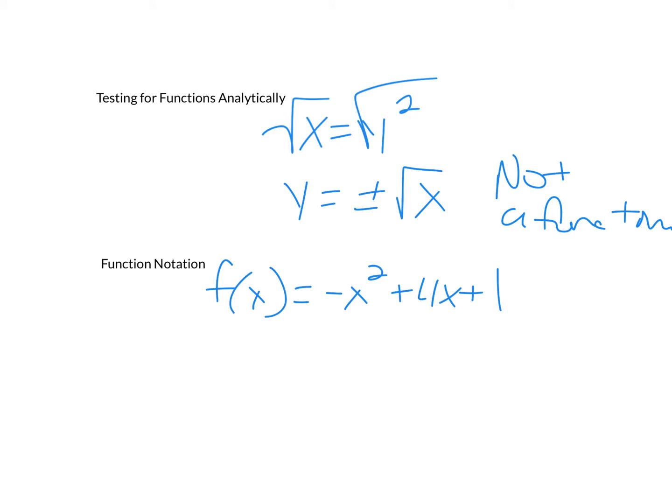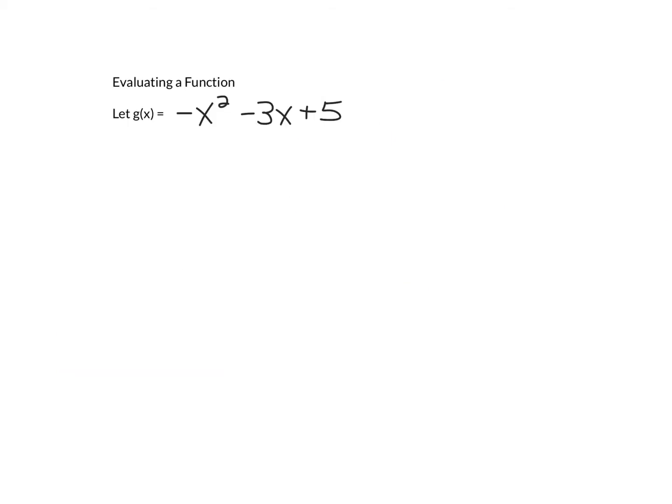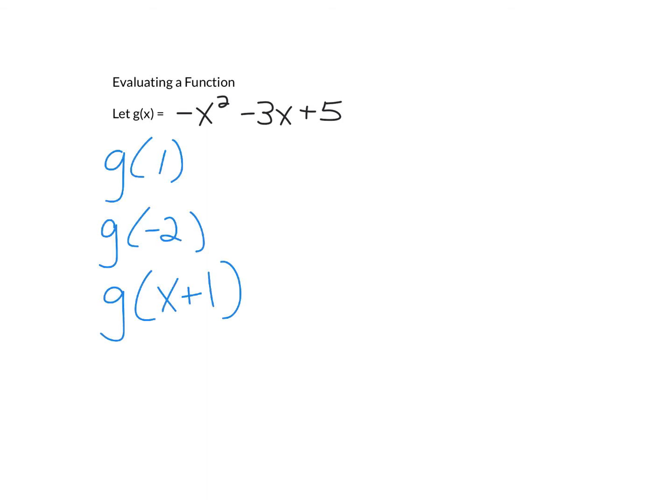This below is what's called function notation. When we use f of x, g of x, anything along those lines, that's function notation. Because the x represents our input, and then f of x is considered our output. Okay? So when we are evaluating a function, like we are in this one right here, let's let g of x equal negative x squared minus 3x plus 5. And we're going to solve g of 1, g of negative 2, and g of x plus 1.